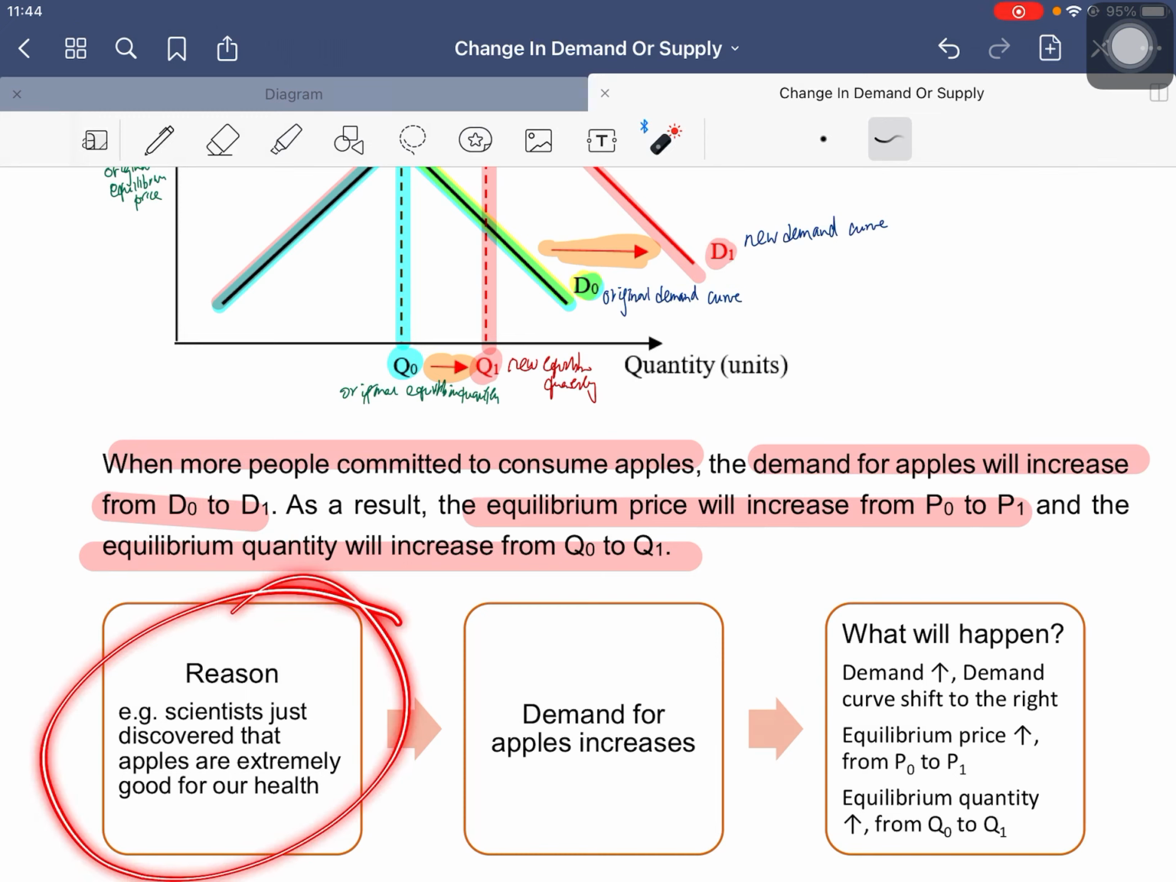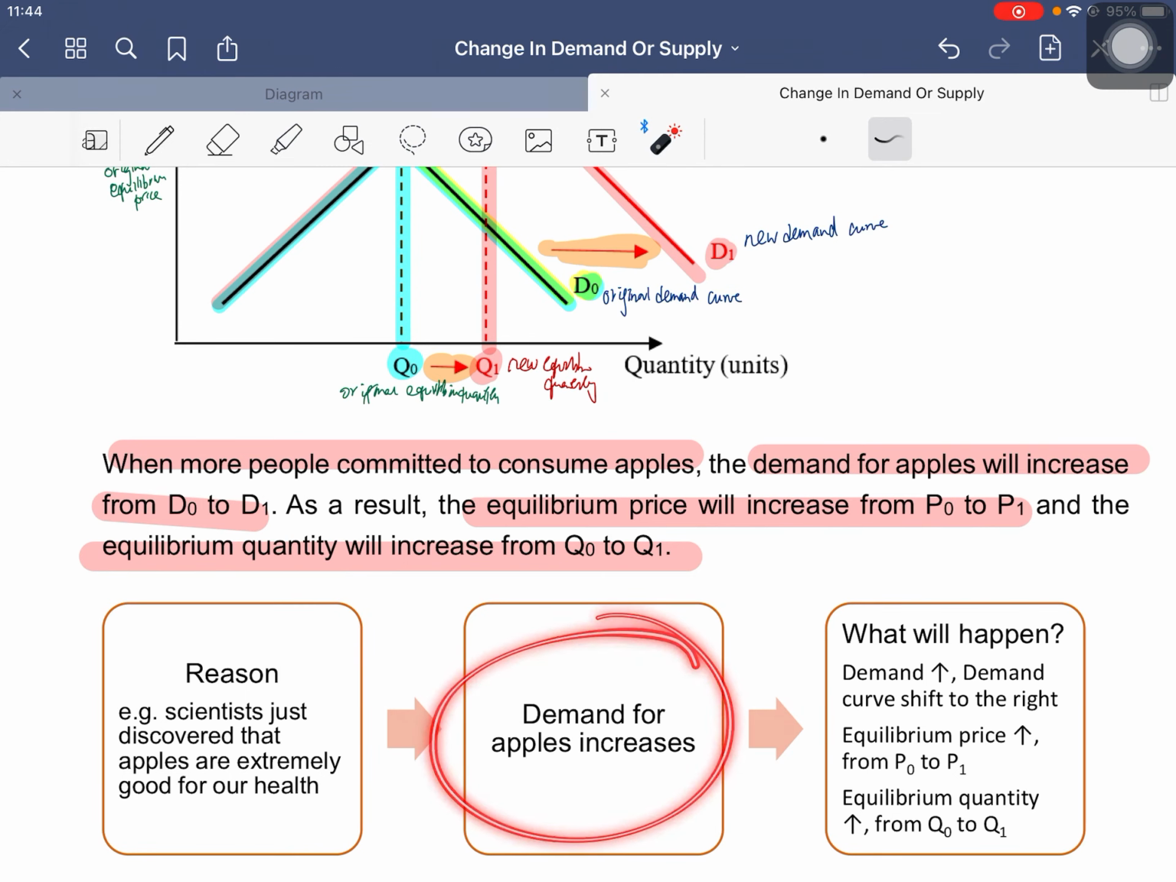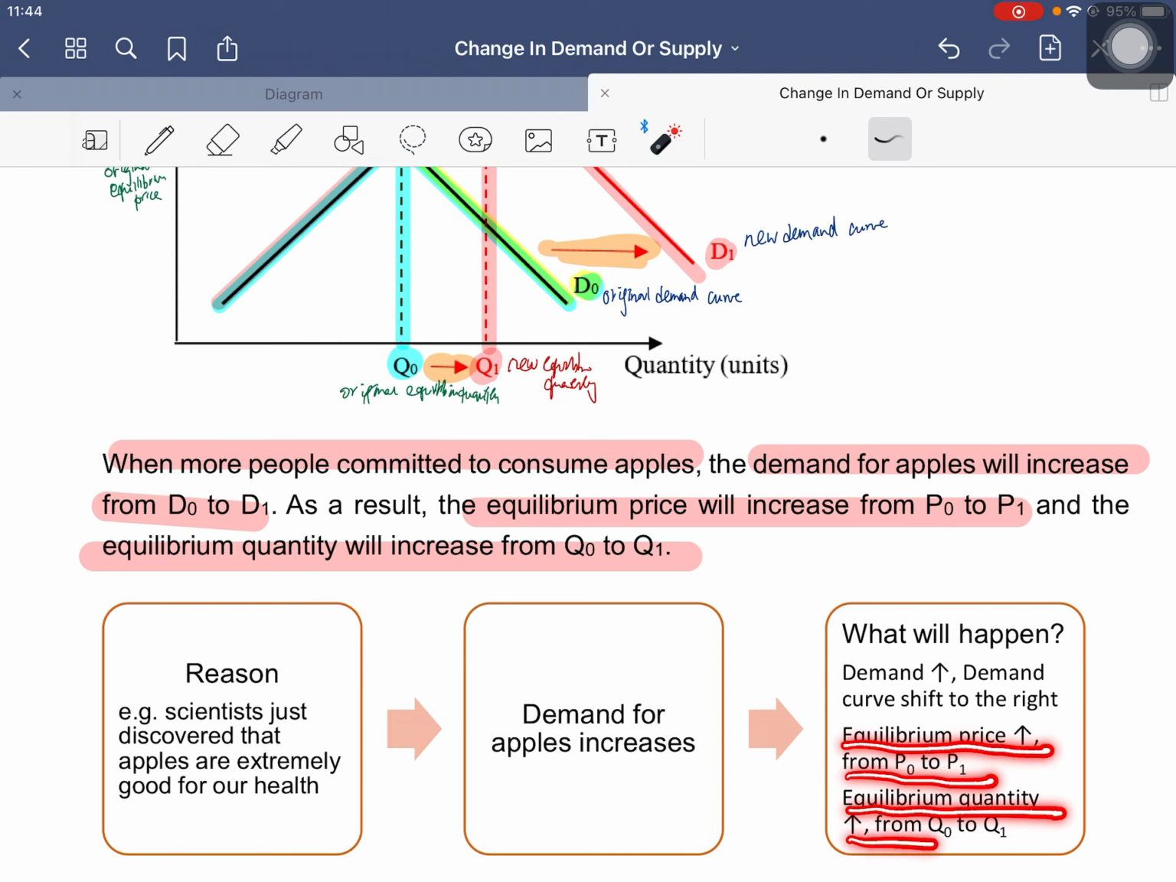So let's recap. We know that there's a reason, and the demand for apples has increased. So what will happen? When demand increases, the demand curve will shift to the right. The equilibrium price will increase from P0 to P1. The equilibrium quantity will increase from Q0 to Q1. Remember, the increase in demand for apples is due to some reasons, and these reasons affect the consumers. So this is important.